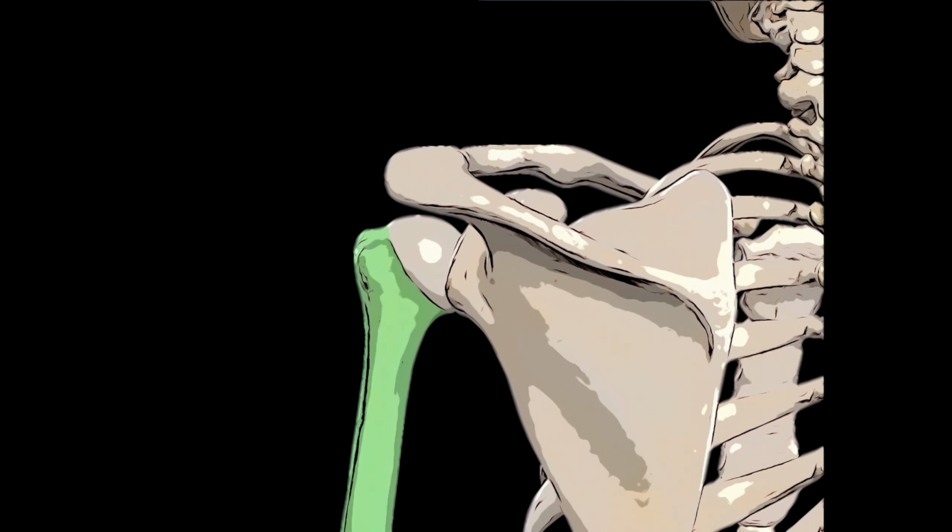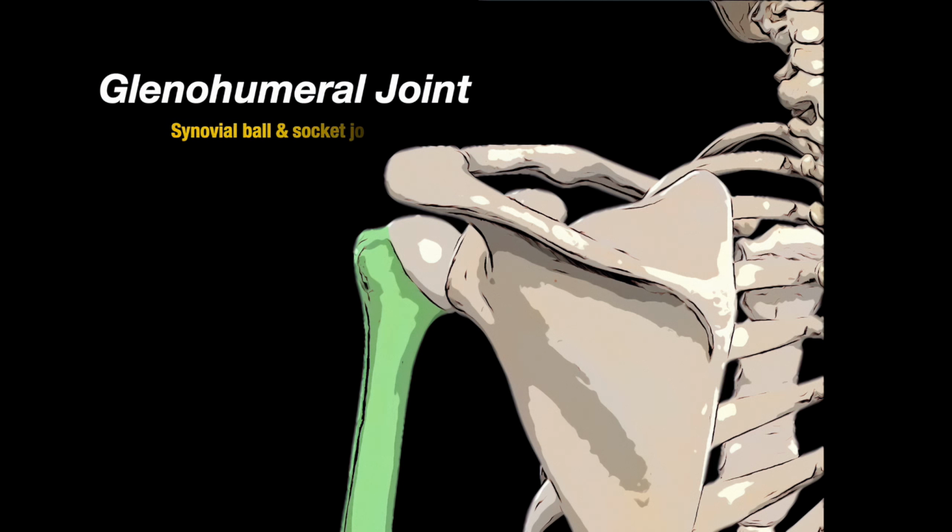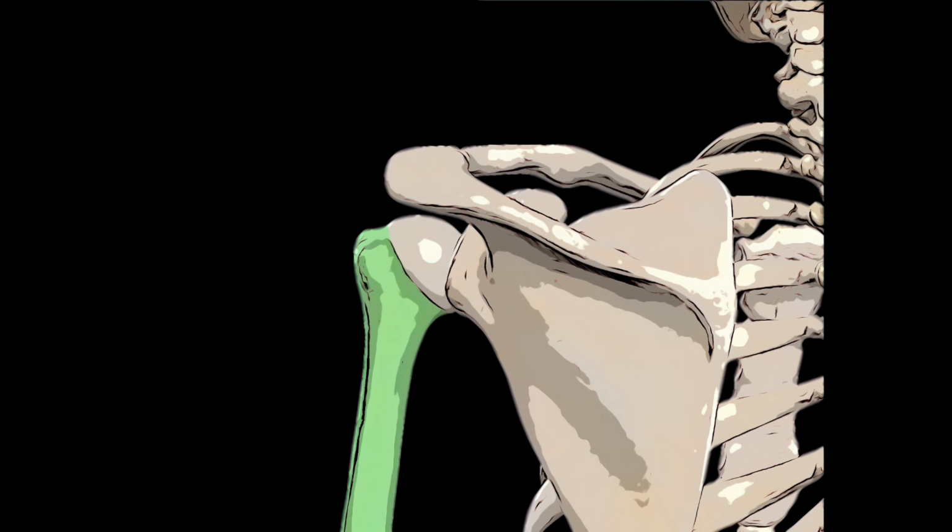Next, we will review the articular structures of the shoulder complex. The glenohumeral joint is a synovial joint formed between the scapula, particularly the glenoid process, and the head of the humerus. It is a ball and socket joint, a type of synovial joint that permits a wide range of movement.